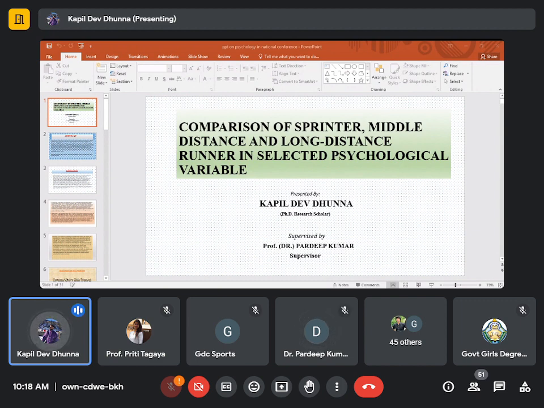So in total we took 180 track and field male athletes under the age of 17 to 25 years: 60 sprinters, 60 middle distance, and 60 long distance runners. We took the data from different parts of the stadium of Delhi.